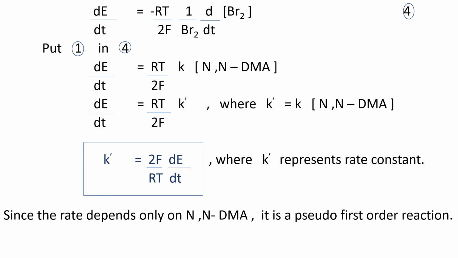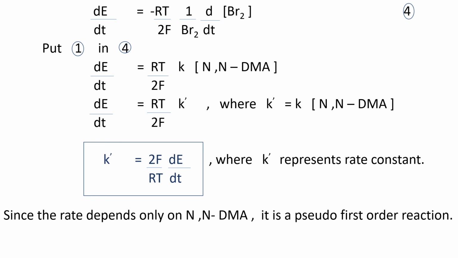After that, dE by dt is equal to RT by 2F into K dash, where K dash is equal to K into the concentration of N,N-dimethyl aniline. Next, you are taking the rate constant on the left side because you are calculating the rate constant. So K dash is equal to 2F by RT dE by dt. Since the rate depends upon only N,N-dimethyl aniline, it is a pseudo first order reaction.